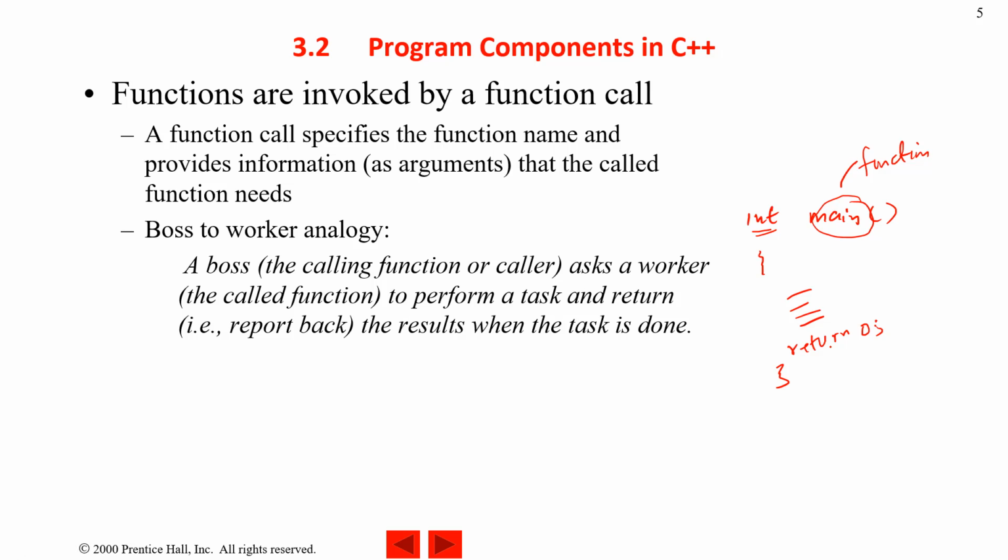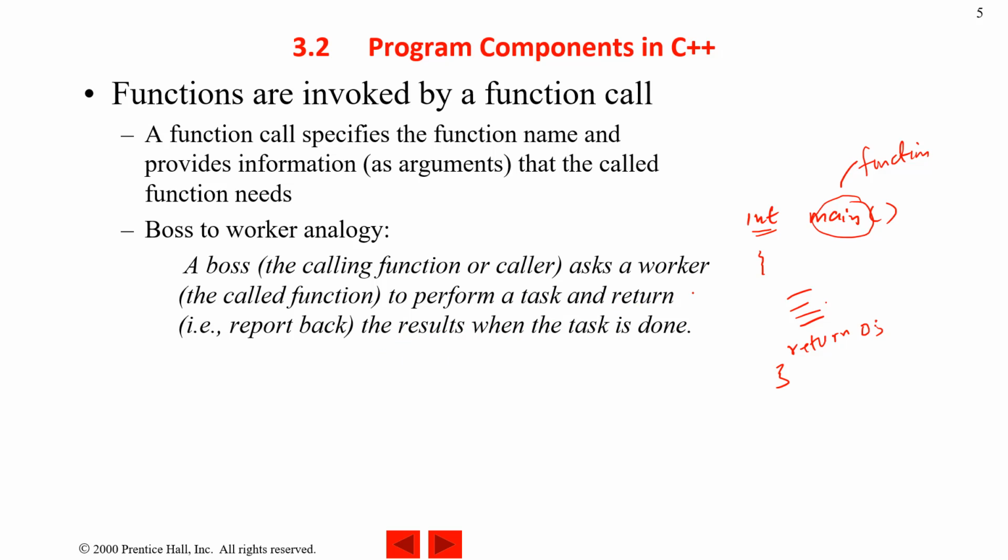If something is wrong over here, for instance, I do a divide by 0, then the function main will abruptly stop, it will return, and it will return with the value of 1. So the compiler, the software that's running this, will know whether the complete function was executed or whether it stopped somewhere in the middle without performing all the tasks. So the boss here is the main function. It asks a worker or the called function to perform a task and return the value.